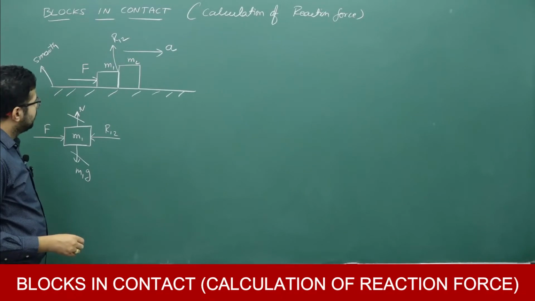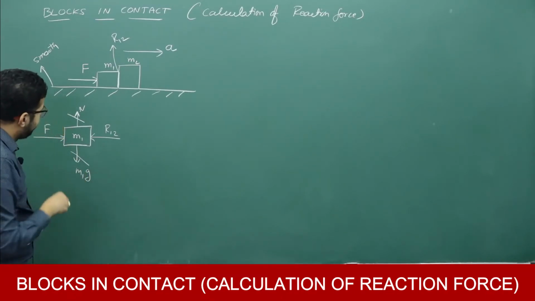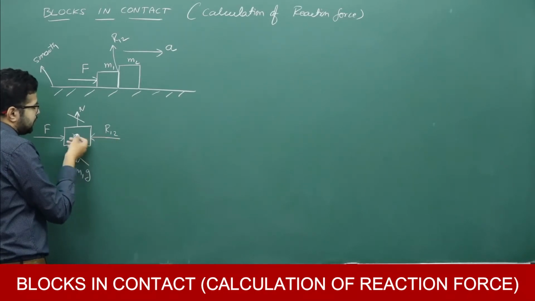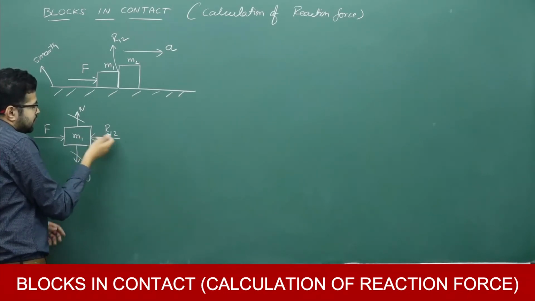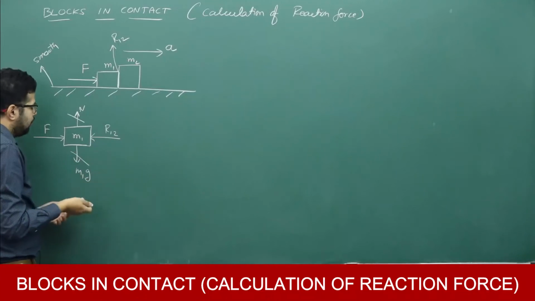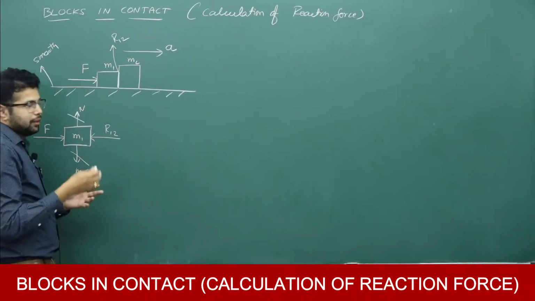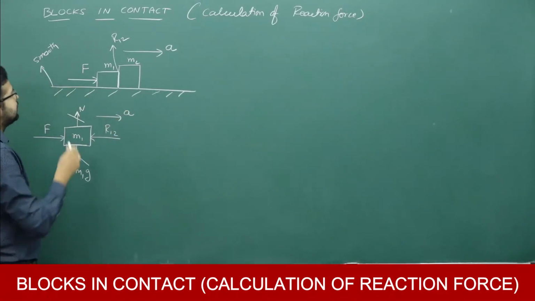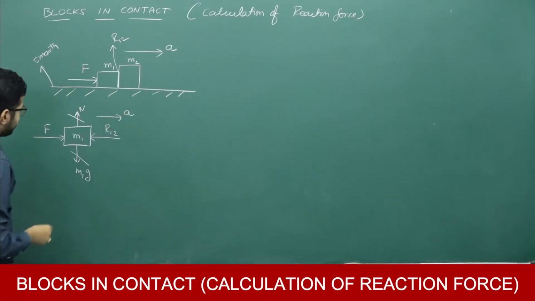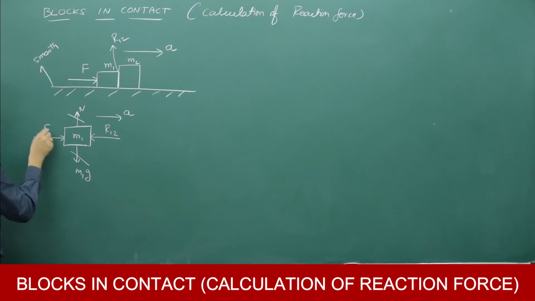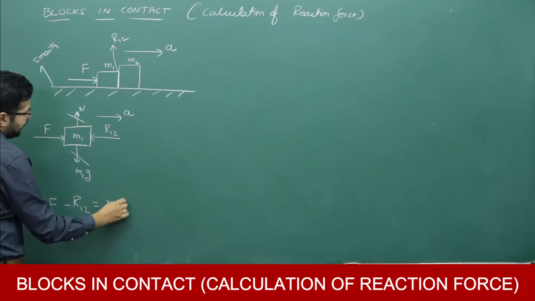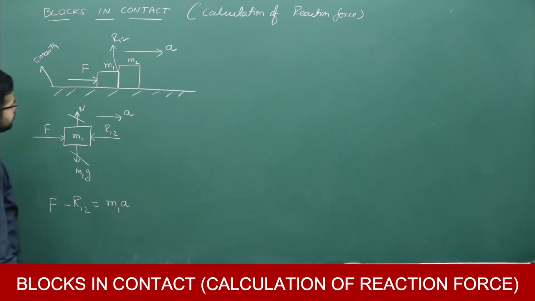towards the body. Why have we taken it in the opposite direction of the force? Because this reaction force is not allowing mass M1 to move easily, so there is some acceleration towards the right. So what does it mean? Applied force F is greater than R12, F minus R12 is equal to M1A, I can write.